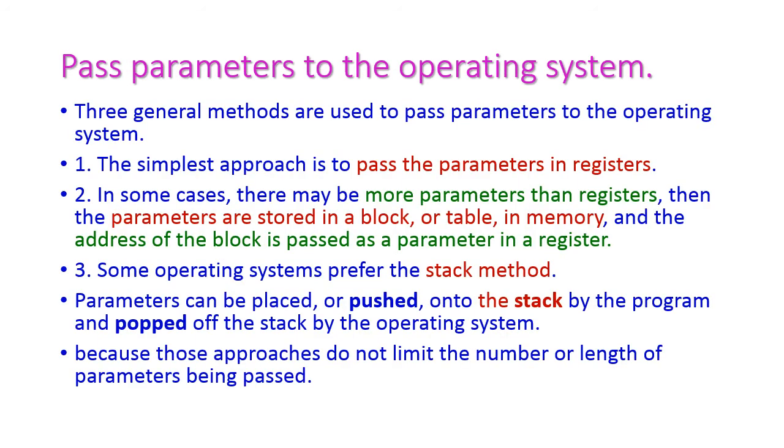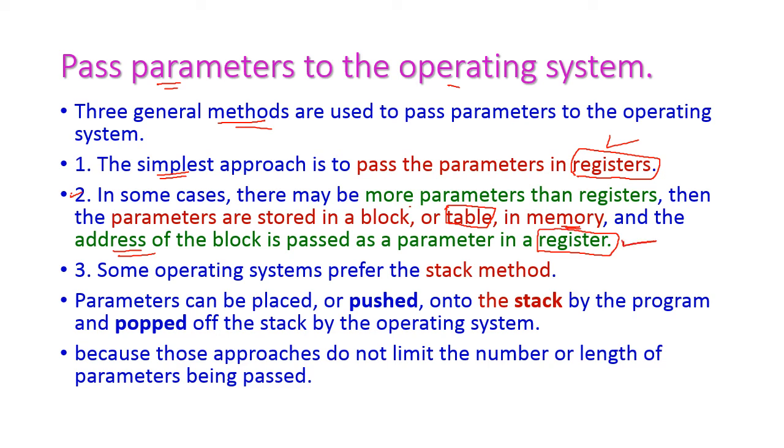To execute the system call, we need to pass the parameters to the operating system. Here we can have three methods. The first one is the simplest method. Here the parameters will be stored directly in registers. In some cases, if we have more parameters, then registers are not sufficient. Hence we store the parameters in a table in memory, and the address of this table will be stored in the register. So the register contains the address of the parameter table.